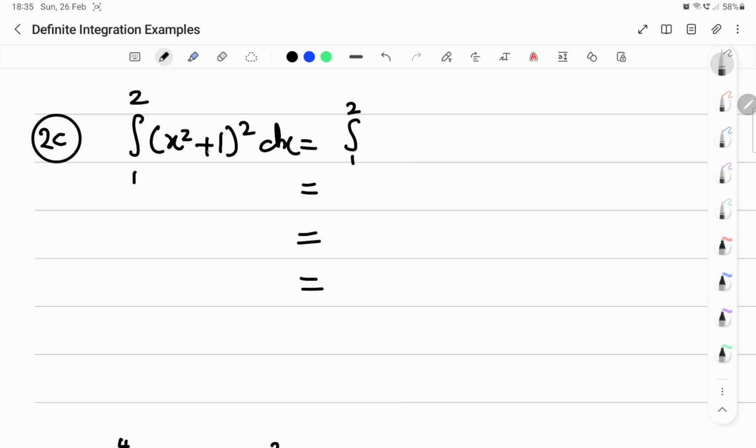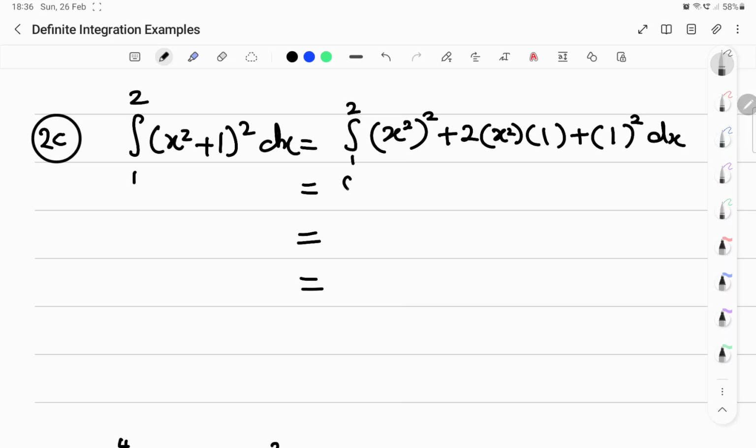So what we do to expand this kind of bracket, easy. Just square the front one. So the front one is this, so square them. And then plus double front and back. What is the front? The front is x squared. What is the back? 1. And plus the square of the back, which is 1 squared. And then conclude with the x at the back there. Now let's simplify them. x squared squared is x power 4. This one is plus 2x squared. And this one is 1.